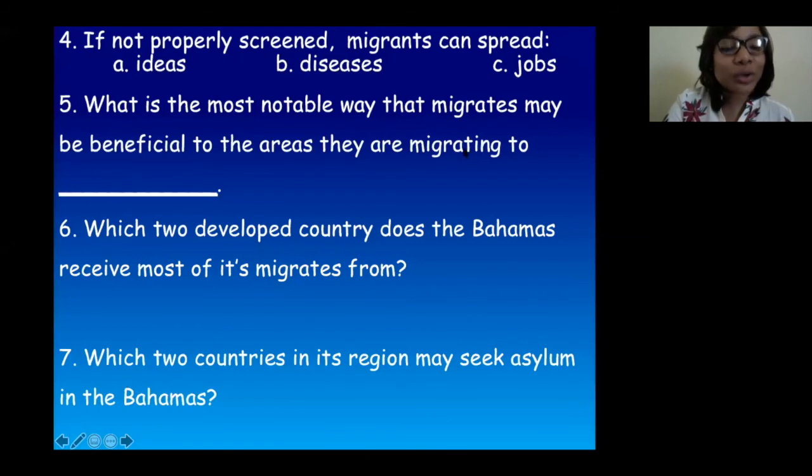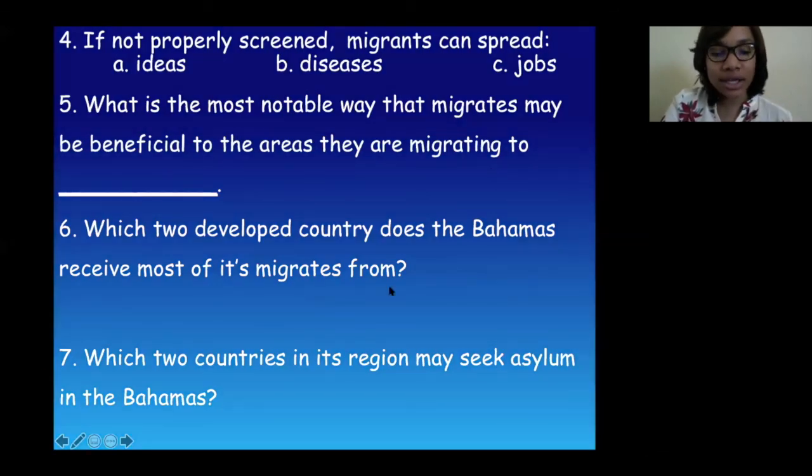I'm going to do this quick last one and we're coming out. Which 2 countries in this region may seek asylum in the Bahamas? Okay, and the answer would be Cuba and Haiti. Cuba and Haiti. So that's our lesson for today.